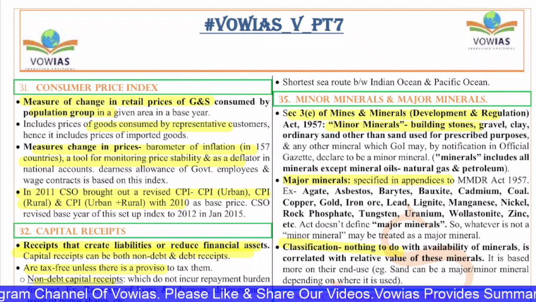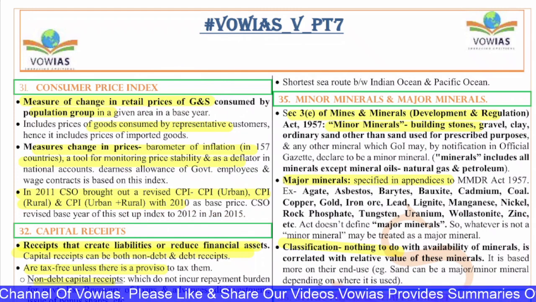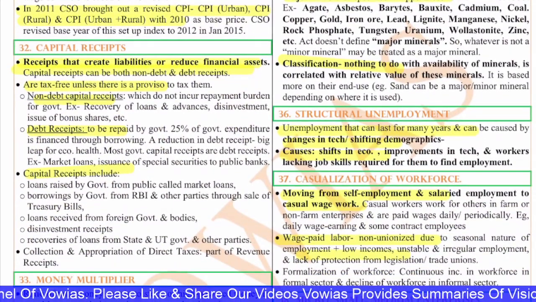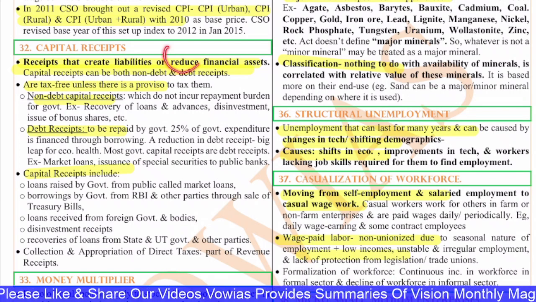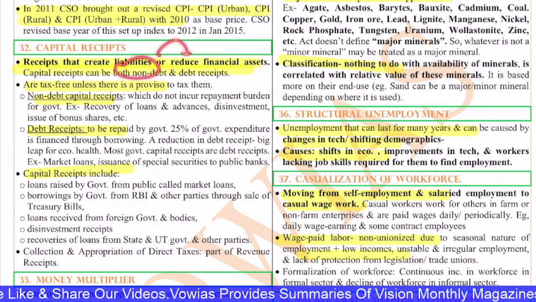So 2012 is the base year, and related to that all the things will be measured. Next, the 32nd question is on capital receipts. So capital receipts are the ones that create liability or reduce the financial stress. Capital receipts can be both non-debt or debt capital receipts.